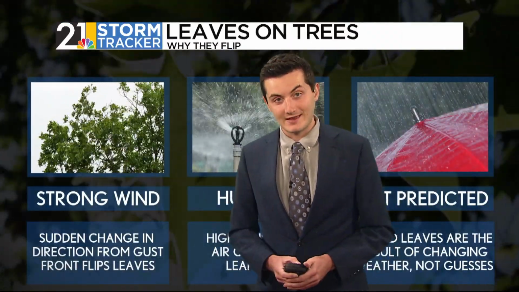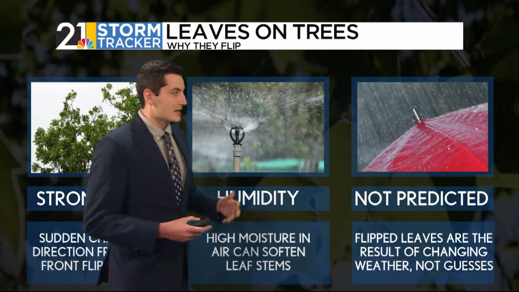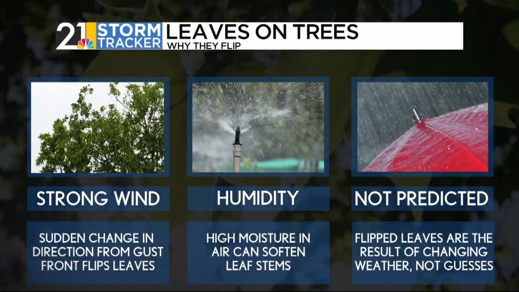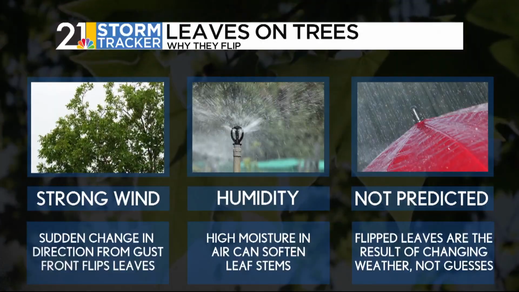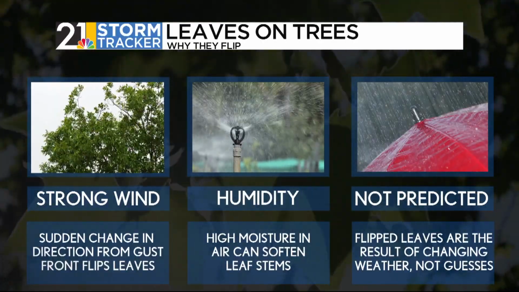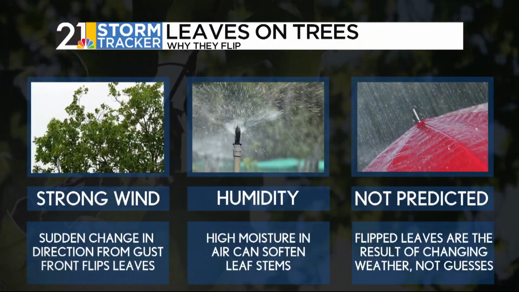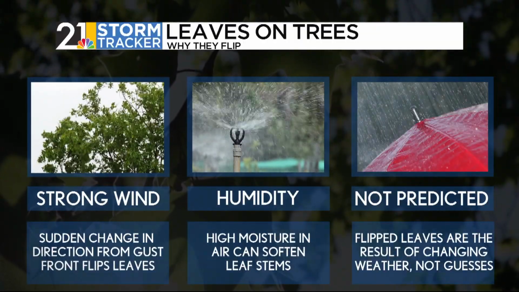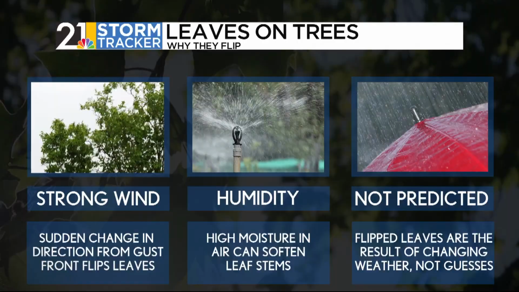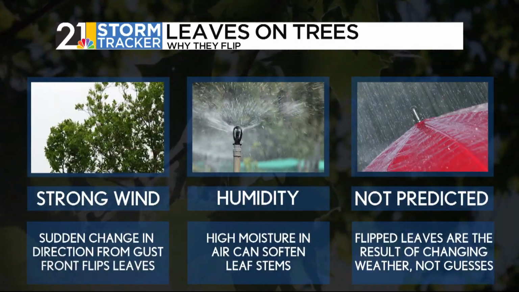But that's not the only reason that we see that kind of thing happening. And you can see in our triple box right here, the number one reason is strong winds. It's that sudden change in direction, but it's not just winds, it's humidity as well, and the moisture in the air can get into those stems and soften them, which could lead it to be a little bit more flexible for that wind to push through.